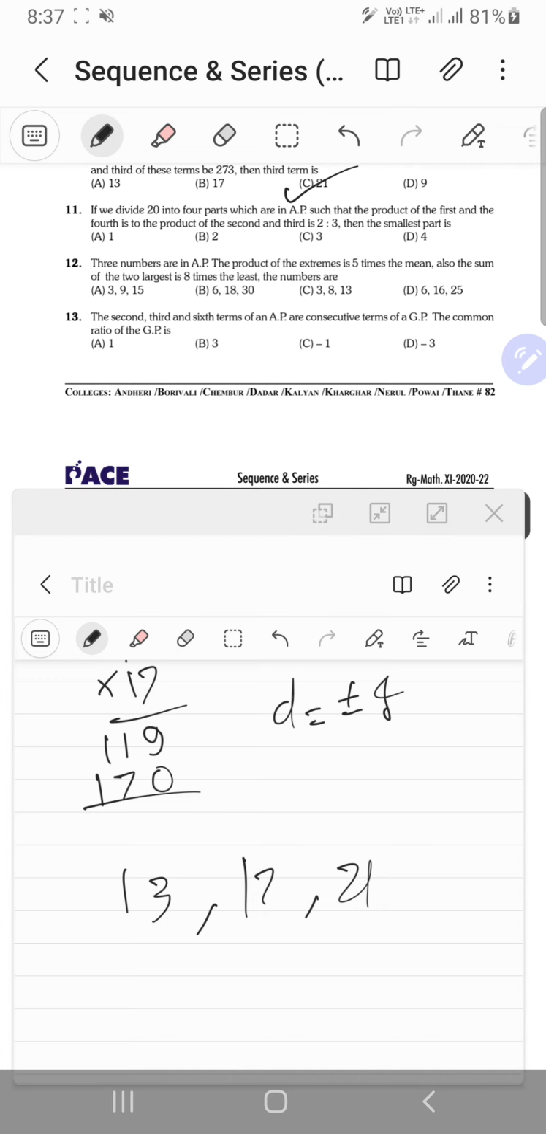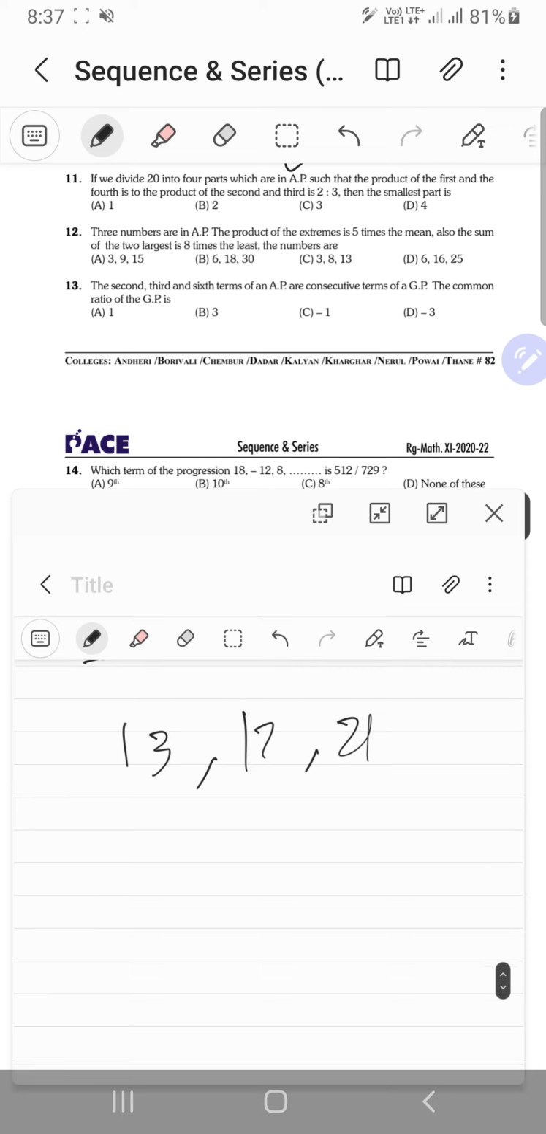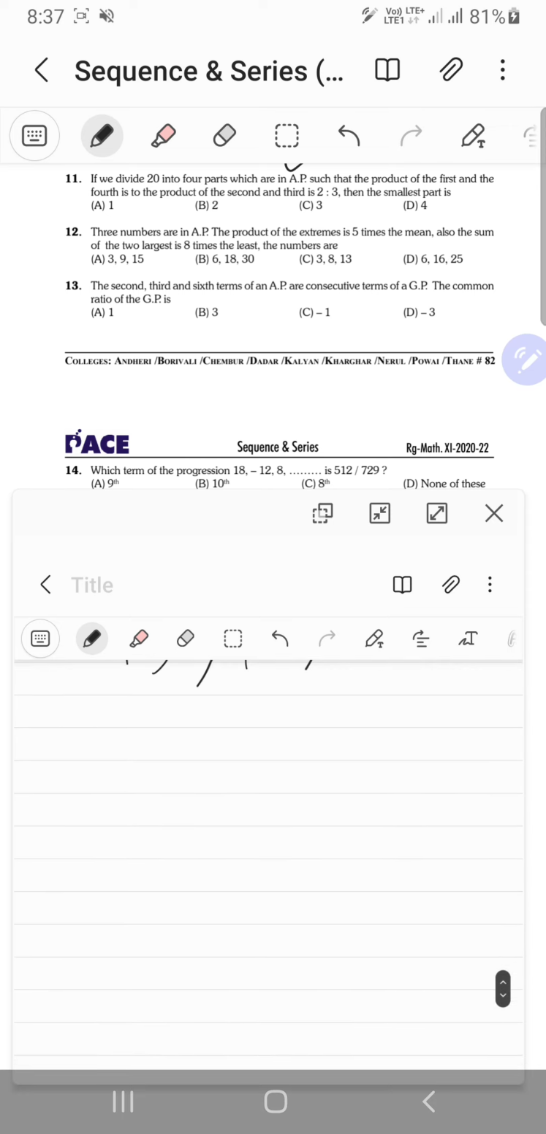Okay, if we divide 20 into 4 parts which are in AP, such that the product of the first and fourth is, wait, what? If we divide 20 into 4 parts, what do you mean by divide? So like split such that they add up to 20 probably. Just that the product of the first and the fourth is to the product of the second and third, it's 2 is to 3, and these should be in AP. So this is like, oh, this is bad.